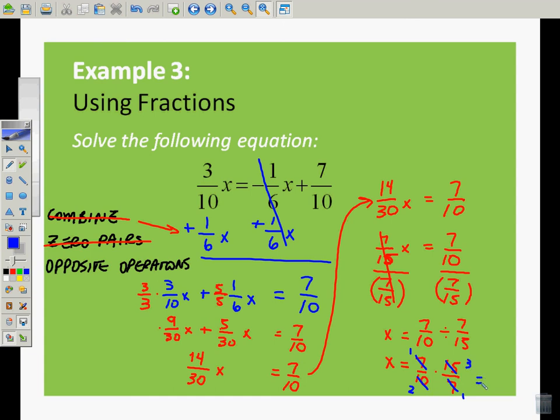So x is really equal to 3 over 2. So x is equal to 3 over 2. And so that's my problem right there. It's the same steps: combine like terms, zero pairs, and opposite operations. But what I did was I just used it in the fraction form and ended up multiplying by a fraction, which I can do. This is really not a problem.